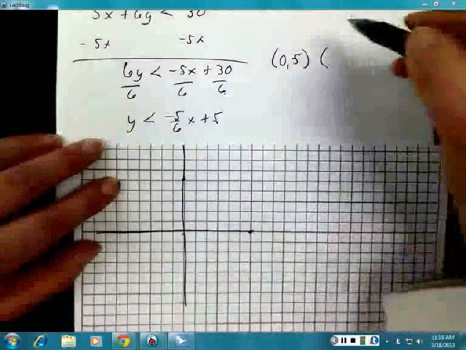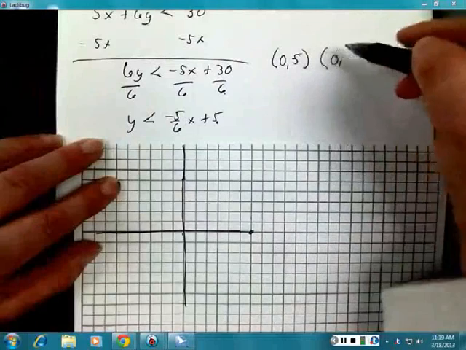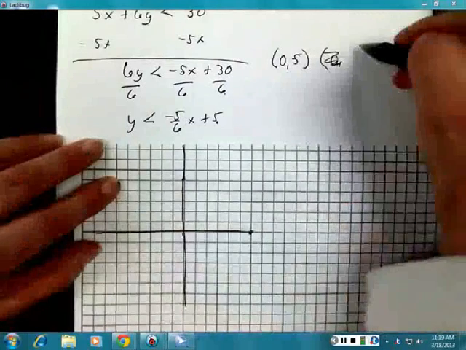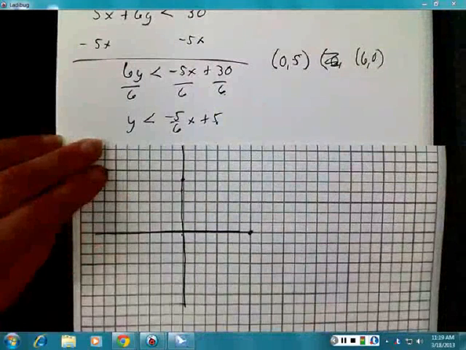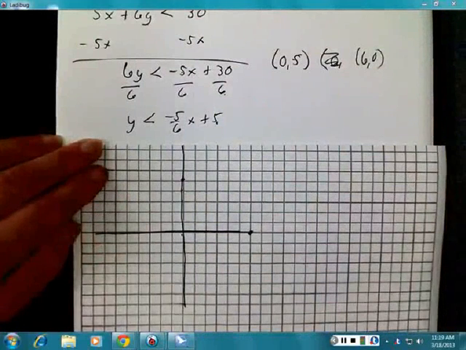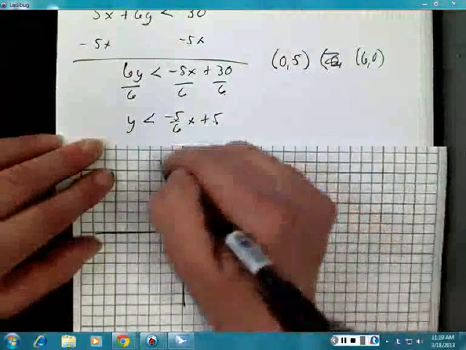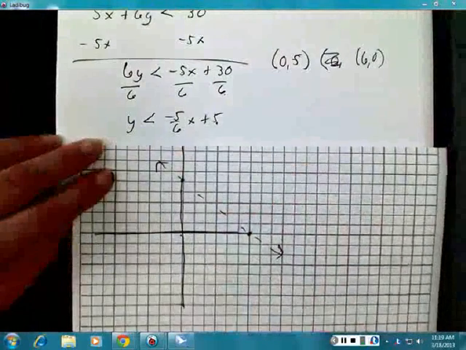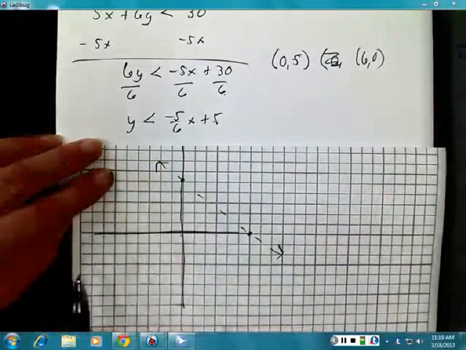Then it really doesn't matter, as long as it's down 5 over 6. And so what's the second point? Is the line solid or dashed? Okay. Above the line or below the line? Do the test point again.